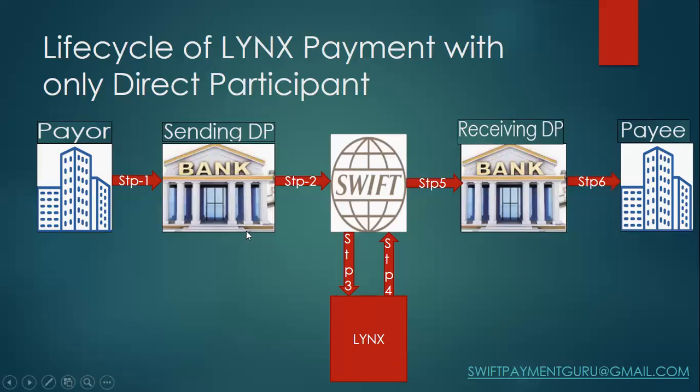Now there could be a case where they do not have a direct participant. In those circumstances, the payment will go from the payer to an indirect participant of the Lynx, and the indirect participant needs to have a relationship with a direct participant of Lynx. That sending direct participant will act as an intermediate institution which will actually help them to transfer the funds. But let's not go there.